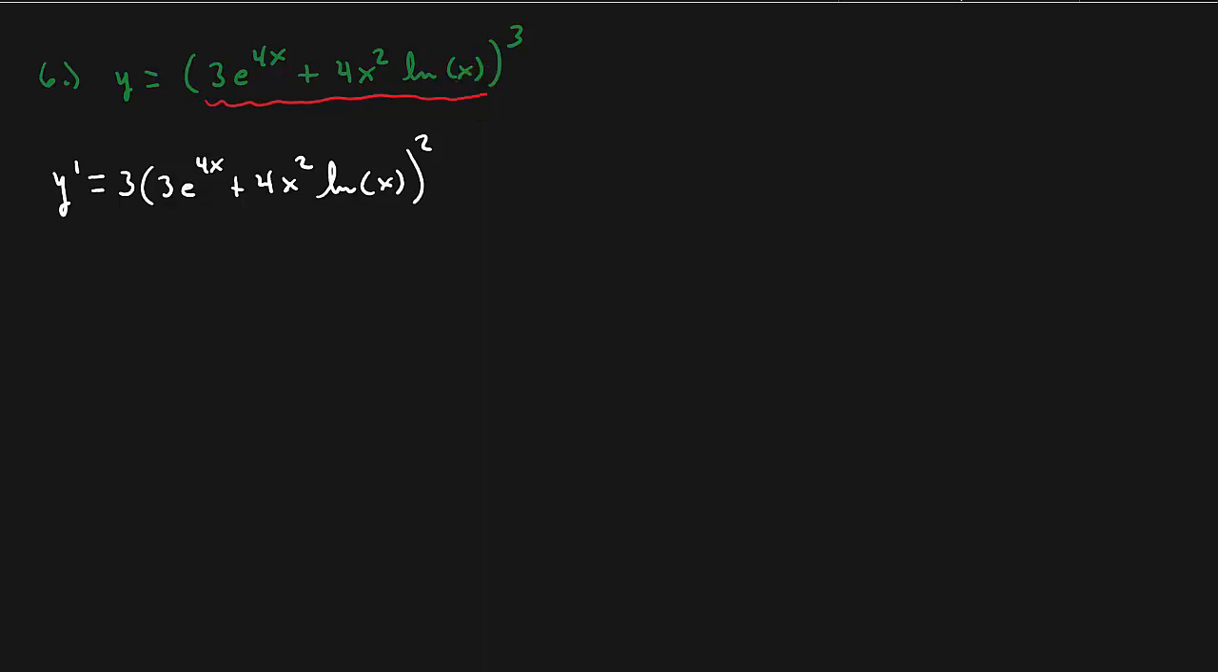All right, so the derivative of what's inside the parentheses, that's going to be 3e to the 4x. I'm taking the derivative of this term. So it's 3e to the 4x times the derivative of the exponent. So the derivative of 4x is 4 plus, and now the derivative of this thing right here. Here I've got to use product rule. See how I have 4x squared, that's one function, and natural log x is another function. All right, so that's product rule.